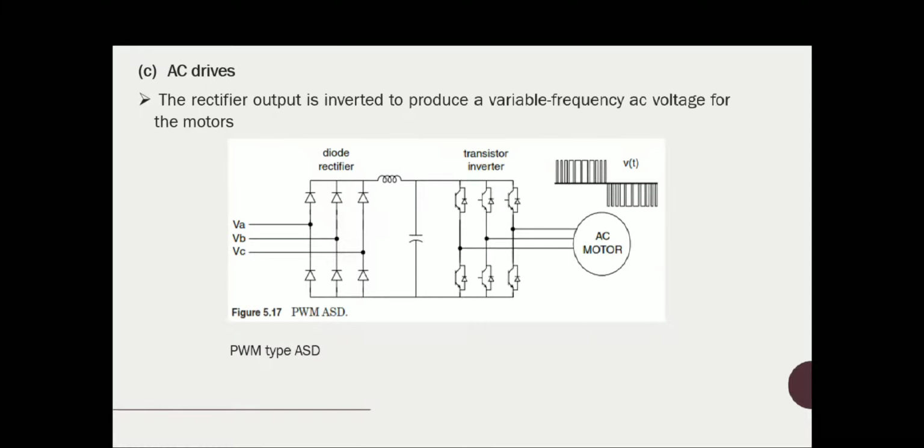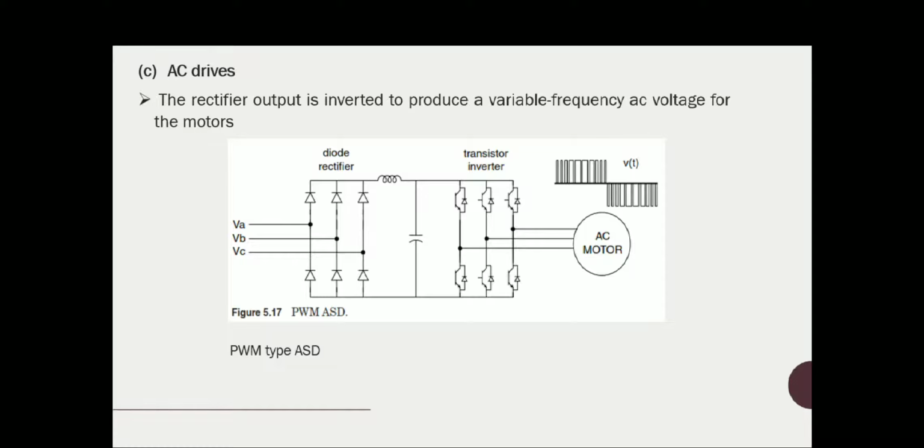Then AC drive. In AC drives, the rectifier output is inverted to produce a variable frequency AC voltage for the motor. So there is a two-stage conversion here. The inverters, as you all know, can be classified as a voltage source inverter or a current source inverter. And a VSI requires a constant DC voltage input to the inverter. This is achieved through a capacitor or LC filter, etc. in the DC link. And the CSI, current source inverter, requires a constant current input, where we use a series inductor placed in the DC link.